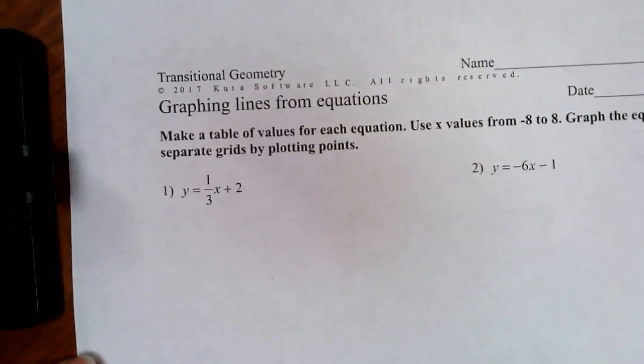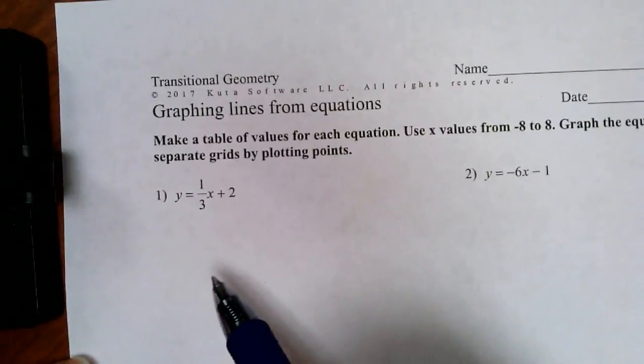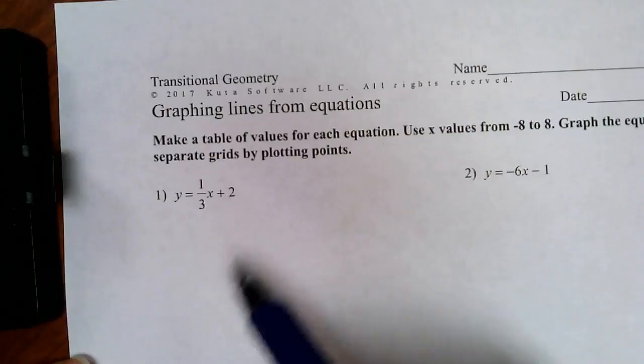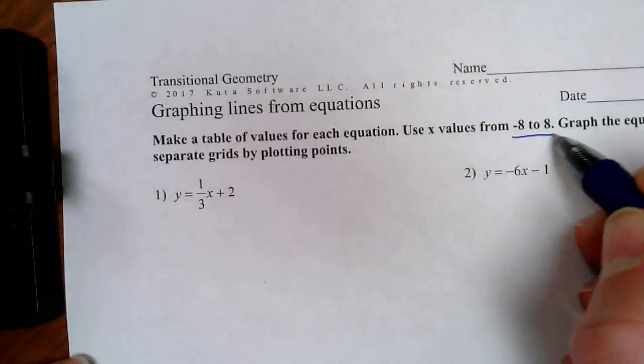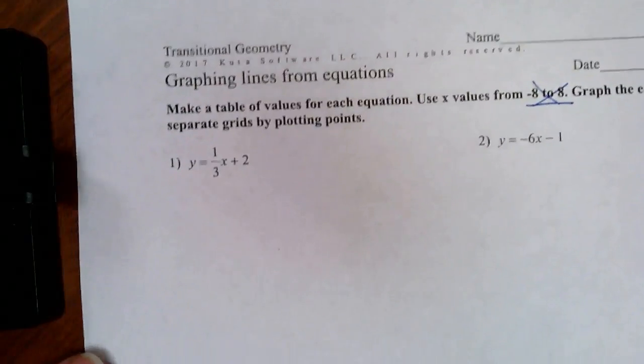All right, we're going to be graphing lines, graphing these equations. I'm sorry, they're going to turn out to be lines. We're going to graph these equations by making tables and plotting points. By the way, up here it says from -8 to 8. Cross that out. I'm going to have you set them up specifically for each one.